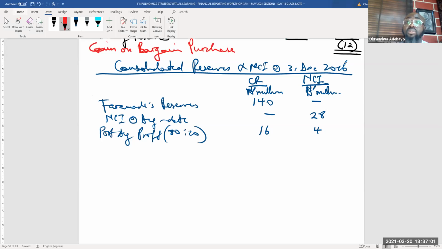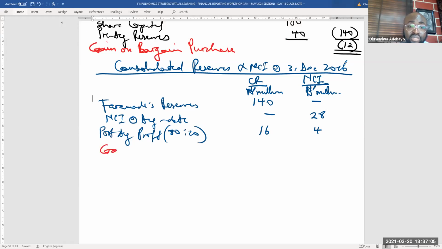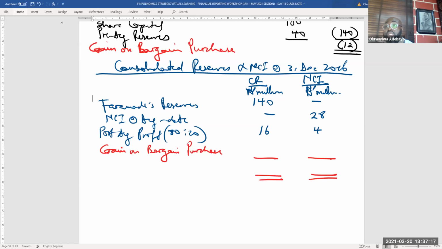Okay, now, Nuruddin, can you tell us how we treat the gain on bargain purchase, as you have explained it earlier? How? You are muted. My children are disturbing, sorry.